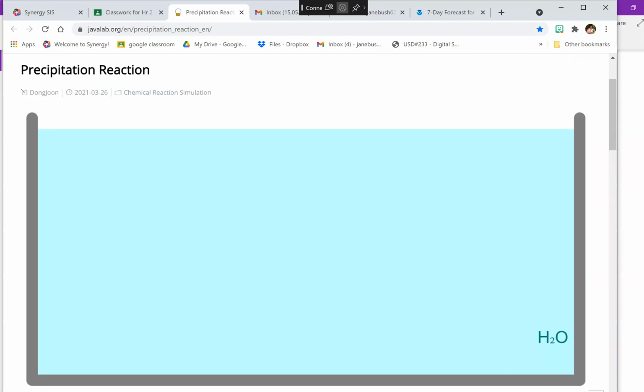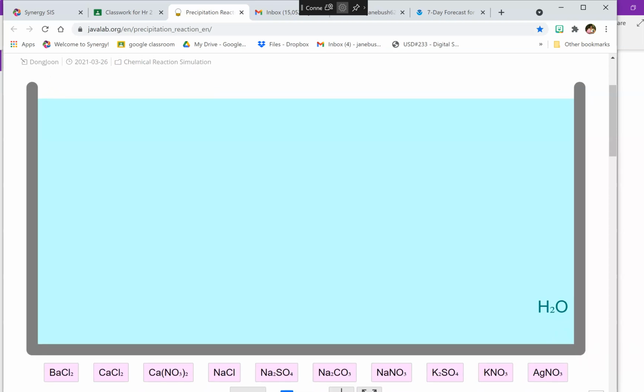Okay, so this is a tub of water, and I want to put calcium chloride in. Notice the calcium breaks into one calcium and 2 chlorines. Then silver nitrate goes in. When the silver and the chloride meet up, they fall to the bottom. We can put another silver nitrate in and we'll have another one form.